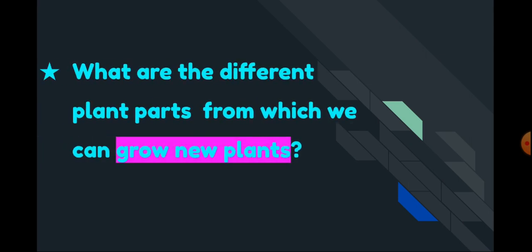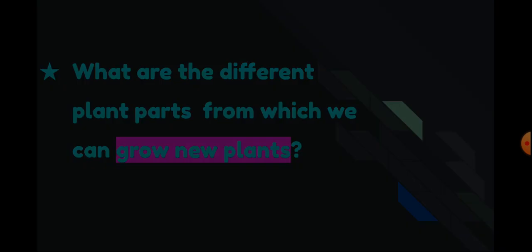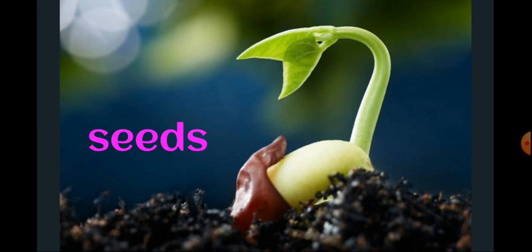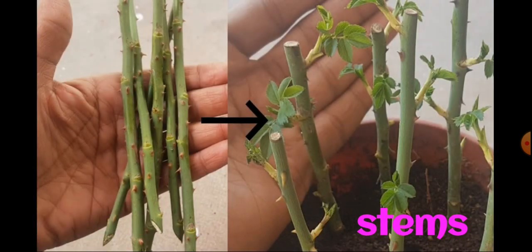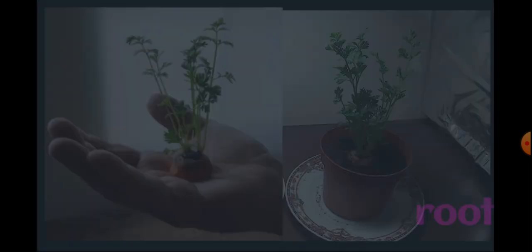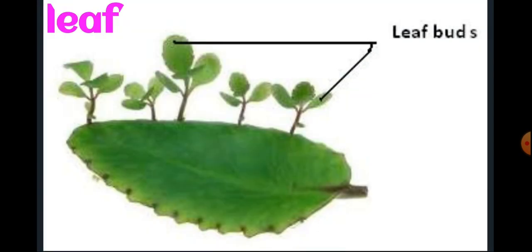New plants not only grow from seeds but also from other plant parts. Now we'll see what those plant parts are. Yes, new plants also grow from stems, from root and leaf. Okay?